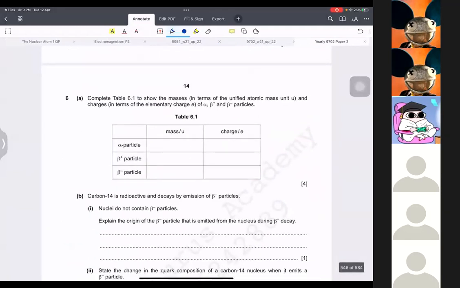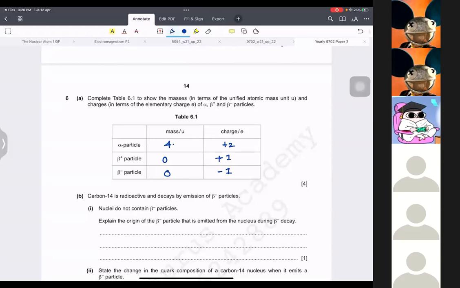Now, complete table 6.1 to show the masses in terms of unified atomic mass. So alpha particle mass is 4, charge +2. Beta positive has no mass and +1. And beta negative has no mass and -1. So that's pretty simple.